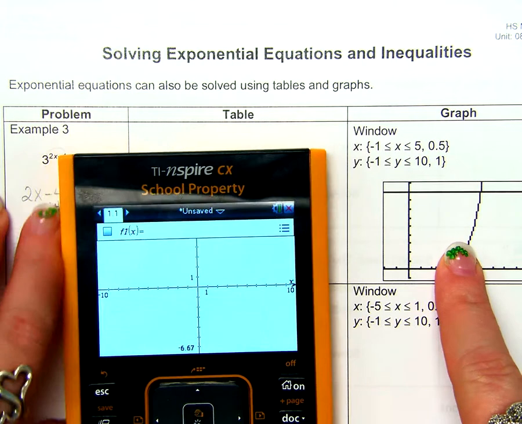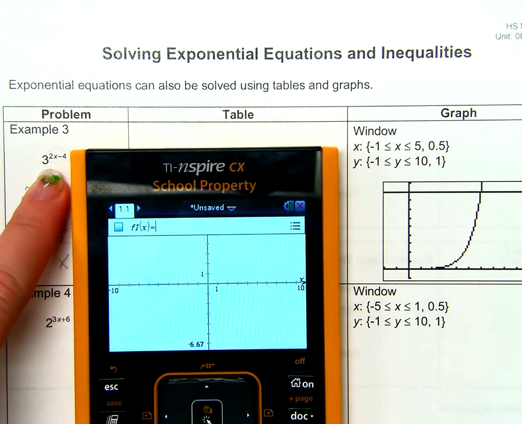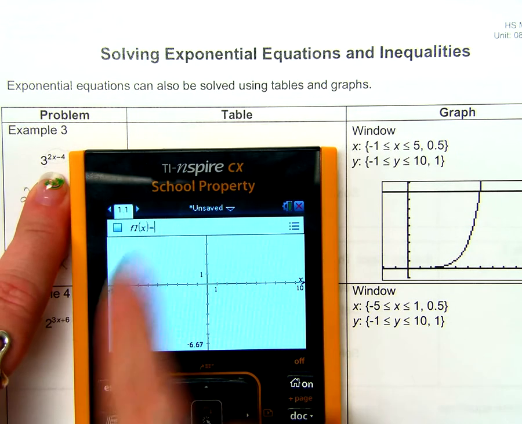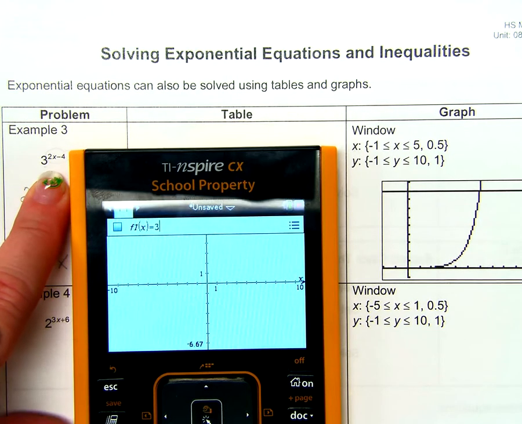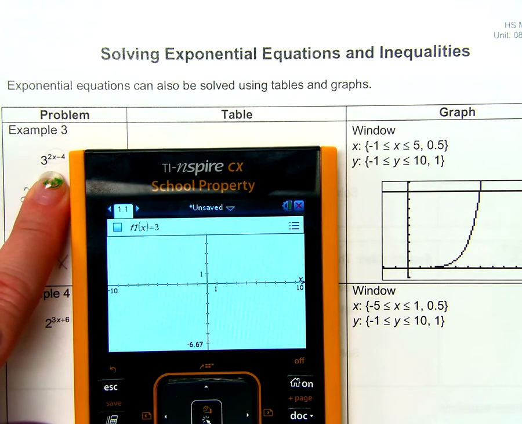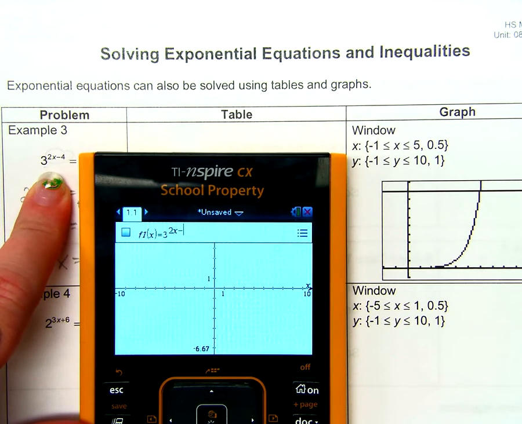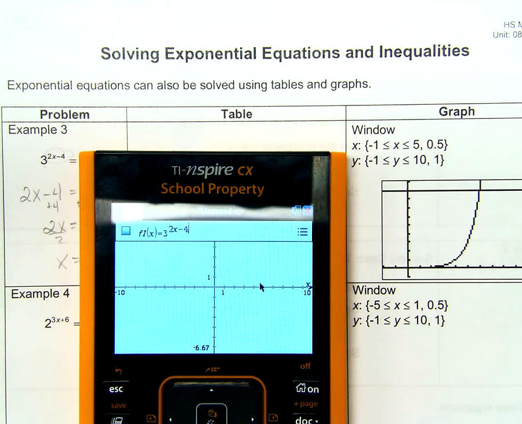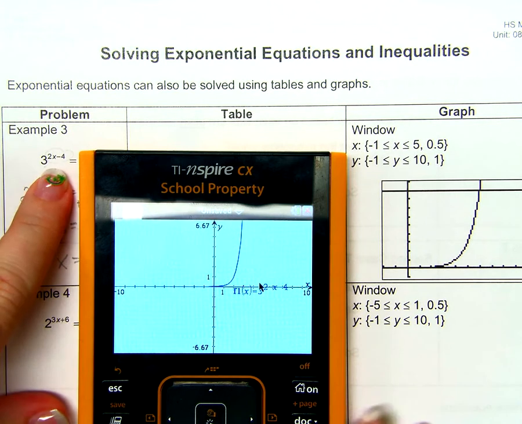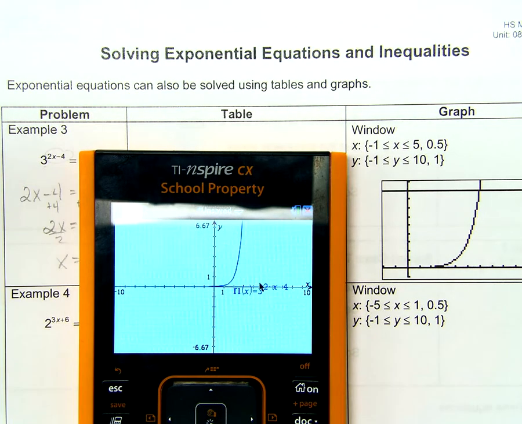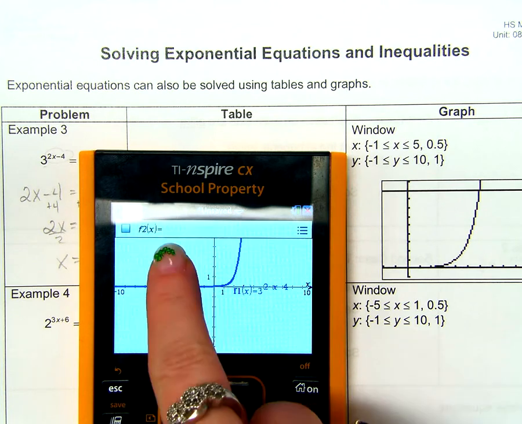I want to take one side of my equation, in this case the left side, and put that in F1. So I want to enter 3 raised to the 2x minus 4, and I hit enter. Now remember, I only put one side of the equation in there. What do I do with the other side of the equation? Yeah, I put it in F2.